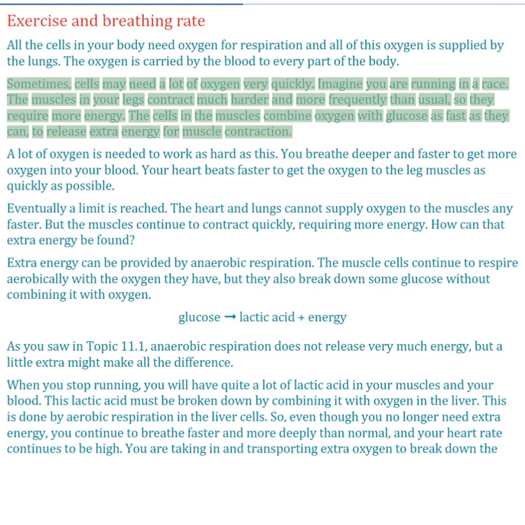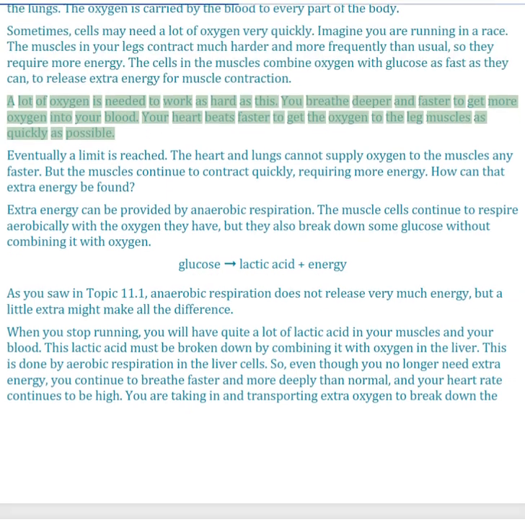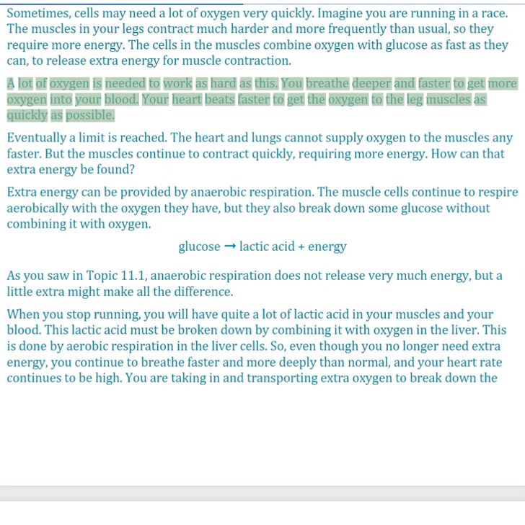The muscles in your legs contract much harder and more frequently than usual, so they require more energy. The cells in the muscles combine oxygen with glucose as fast as they can to release extra energy for muscle contraction. A lot of oxygen is needed to work as hard as this. You breathe deeper and faster to get more oxygen into your blood. Your heart beats faster to get the oxygen to the leg muscles as quickly as possible.